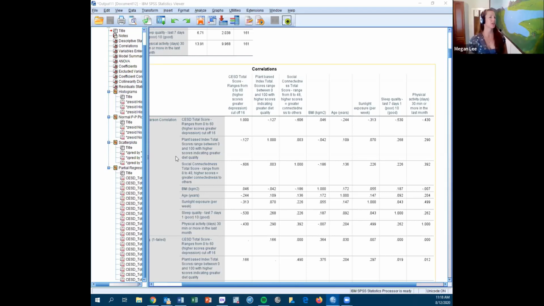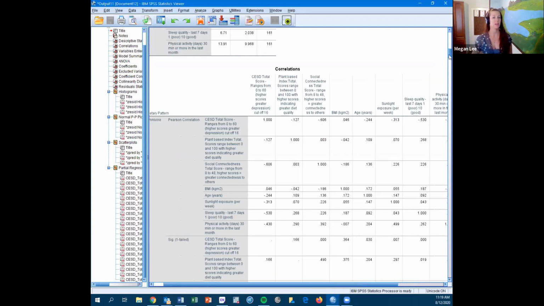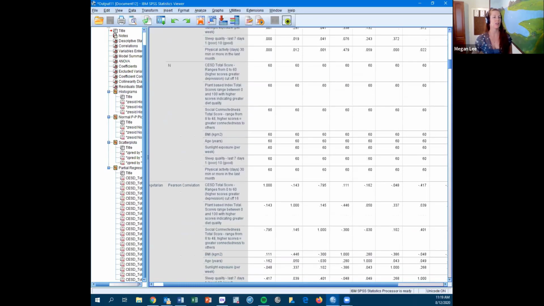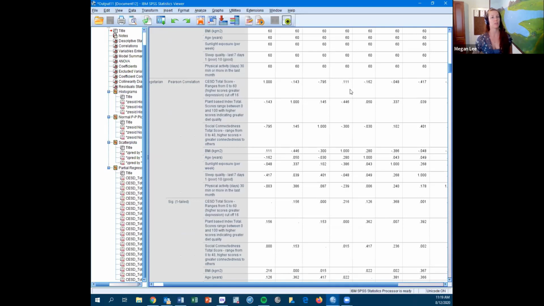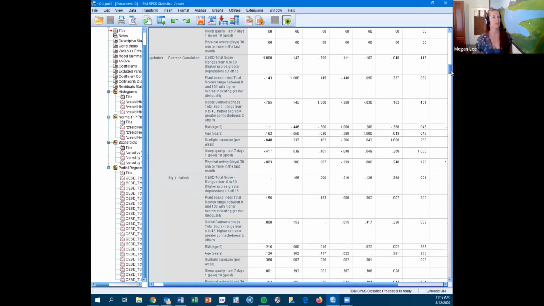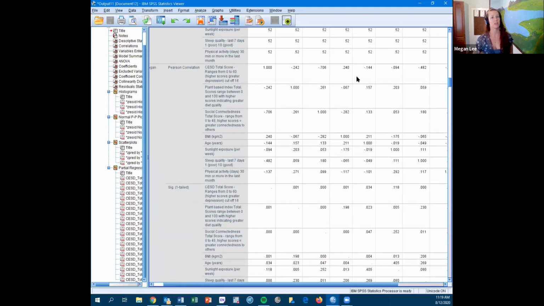No. What about social connectedness in omnivores? What do we think? As social connectedness goes up, what happens to depression? Oh, it goes down even more. Yep. So all these are looking exactly the same as what we saw in the total population. As BMI goes up, depression goes up. As age goes up, depression goes down. As sunlight exposure goes up, depression goes down. So omnivores are showing the same sort of trend as the total population. Have a look at vegetarians, same sort of thing. Yep, exactly the same trend. And vegans, same trend. Everything's negative except for BMI.